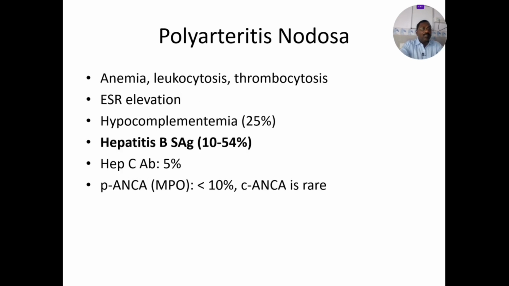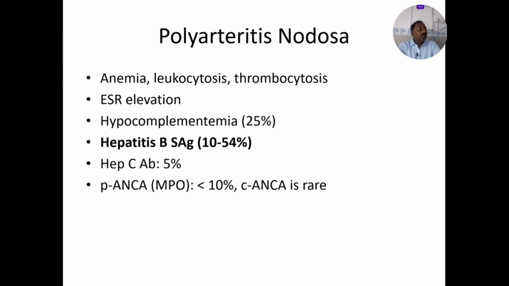You will have the anemia in most of the vasculitis individuals. You will have the anemia, leukocytosis, thrombocytosis. ESR elevation, high sensitivity CRP is also elevated. Hypocomplementemia, your C3 and C4 levels at a lower level. Hep B is positive in nearly 30% of the population. In some of the cases, even 50% is positive.